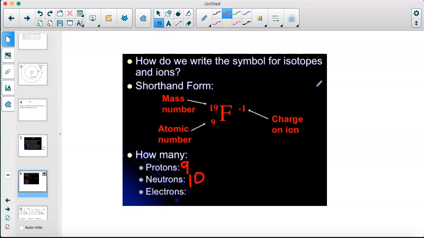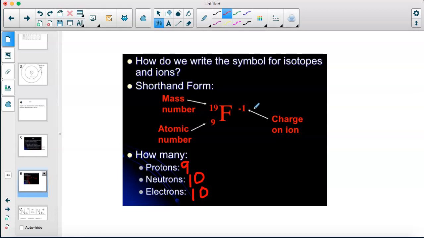Okay. So here's the tricky part. Remember, if we have a negative charge, we're gaining electrons because it's like a negative person is entering your life. So if we have a negative charge, that means we've gained a negative electron. So how many electrons should we have? Well, if we have a -1, that means we have one more electron than protons, so 9 plus 1 is 10. Because we gained a negative electron.